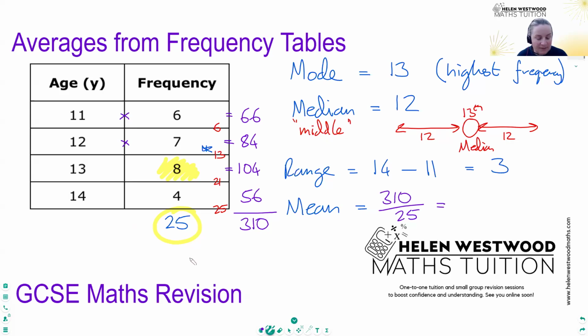So remember, really good exam technique is to always ask yourself, does my answer seem reasonable? And if we do 310 divided by 25, we get an answer of 12.4. So they are our 4 averages for our first frequency table.